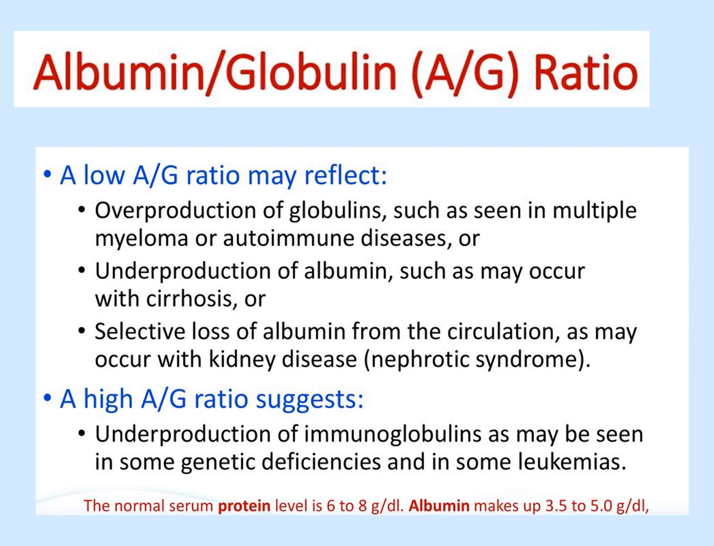Low AG ratio can be from overproduction of globulins. It is logical according to this ratio. For example, in the case of myeloma or autoimmune diseases, or underproduction of albumins, for example, in the case of cirrhosis. Higher AG ratio can be in the case of underproduction of immunoglobulins, maybe as a result of some genetic deficiencies or in some leukemias.